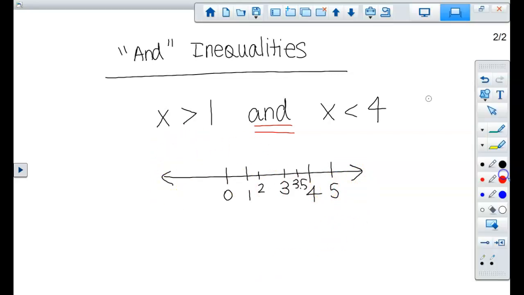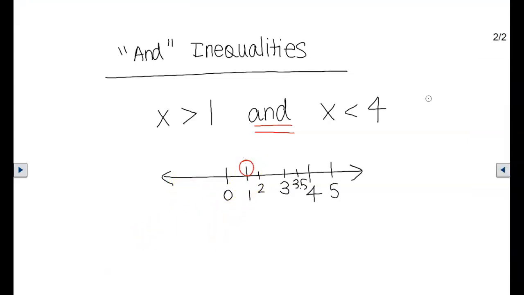So here's the deal with a problem like this. The numbers that are greater than 1 and less than 4 are going to be those numbers that are in between 1 and 4. Is 1 included in this? No, because it says x has to be greater than 1. It doesn't say x can be equal to 1. So that's going to get an open circle. X is less than 4. Can x be 4? No, because it doesn't say that x can be equal to 4. So that's going to get an open circle. But then the numbers that meet the requirements of this and inequality are going to be all of these in the middle.